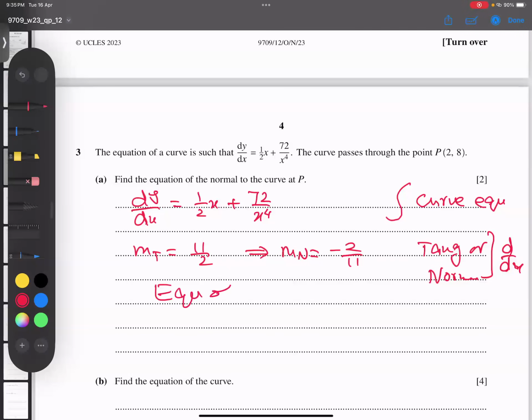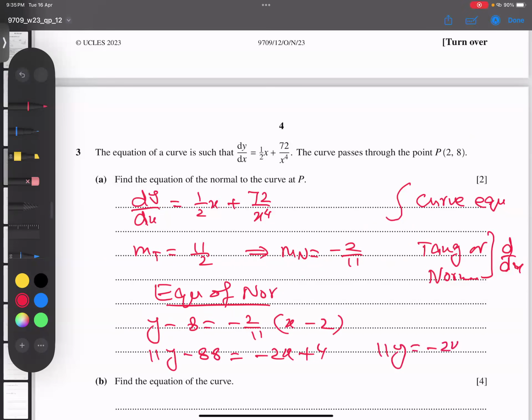Now I think it's very clear. I'm looking for the equation of the normal, so not a hard job. Formula: y minus y1, where y1 is 8, equals m times x minus x1, where x1 is 2. I will multiply the left-hand side by 11: 11y minus 88 equals negative 2x plus 4. Just reshape it: 11y equals negative 2x, and 88 goes there, and I get plus 92. Alhamdulillah, I believe this part is very clear. If he asks for a special format, then we convert it. Otherwise, we can leave it here.